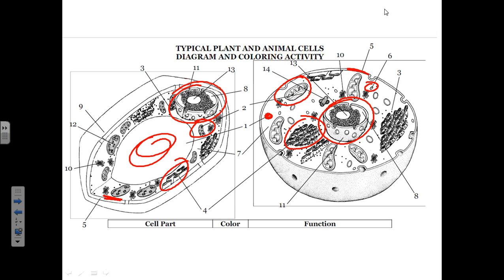All right, number 9 is only labeled in the plant. It's this outermost part of the plant cell, and it would be what? That's the wall. Animal cells obviously don't have a cell wall. It's there for support, protection.